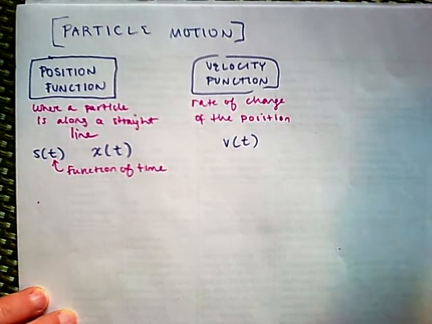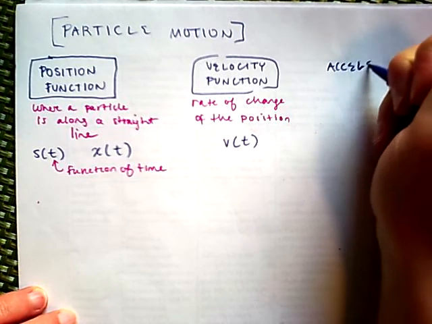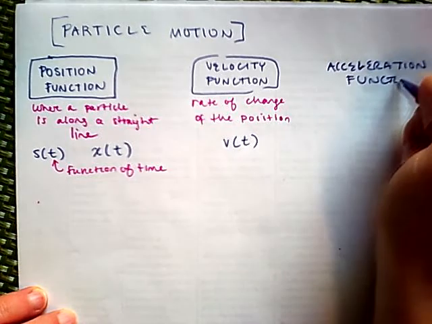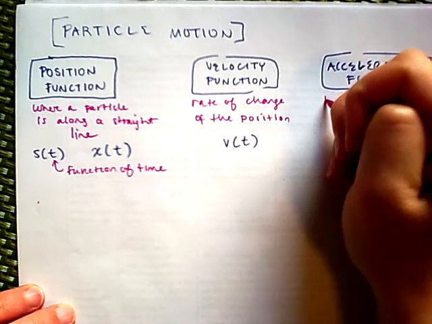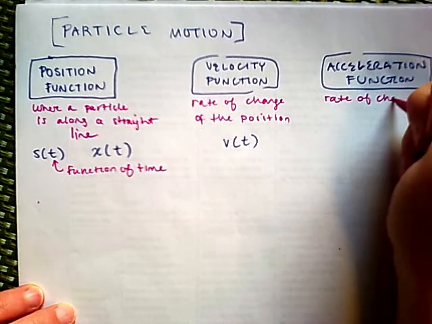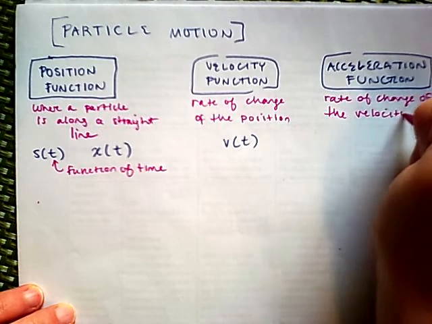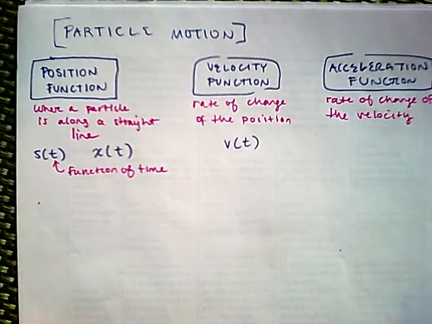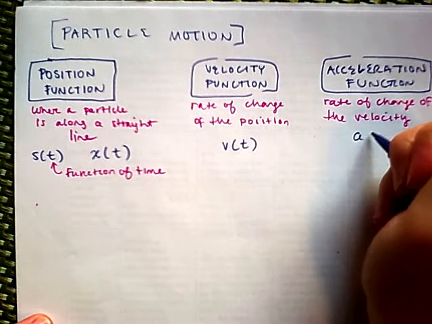And then the last function we'll think about sometimes is the acceleration function. This is going to be the rate of change of the velocity. So do I have a constant speed? Is it getting faster? Is the velocity increasing? Is the velocity decreasing? Because these are both rates of change, they end up being derivatives, right? Before I get into that, this is the a of t function.